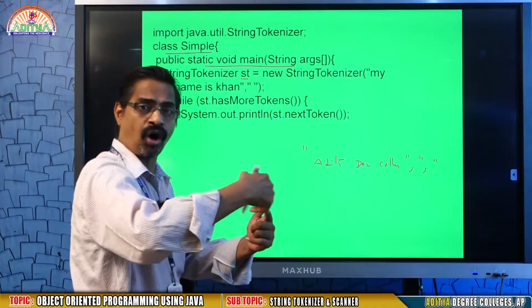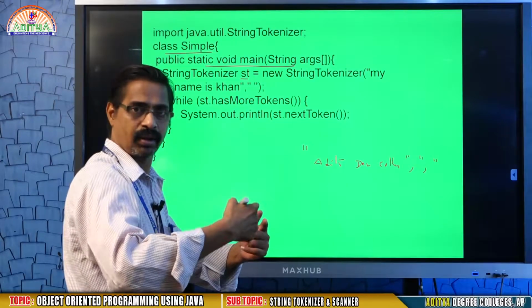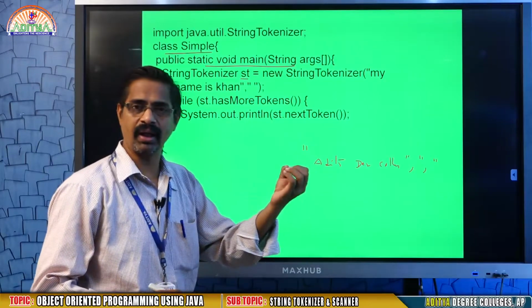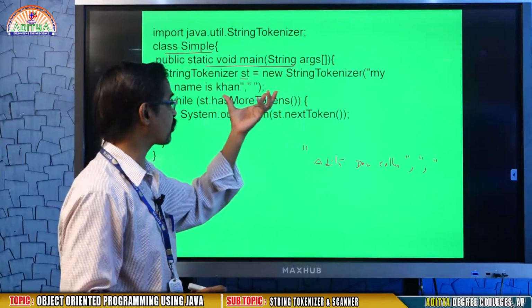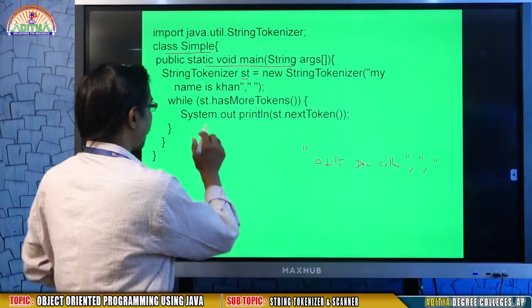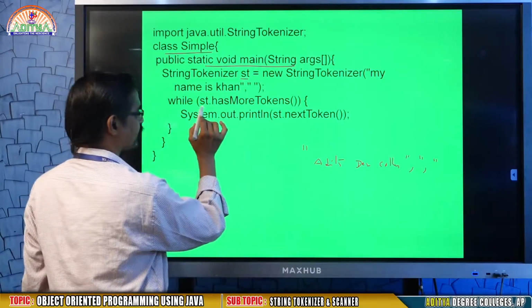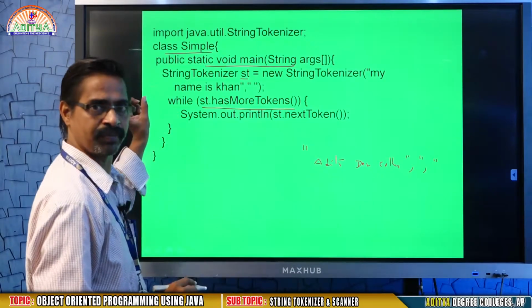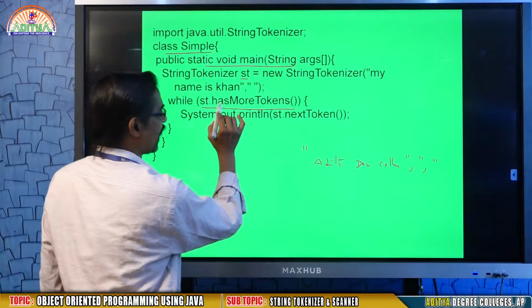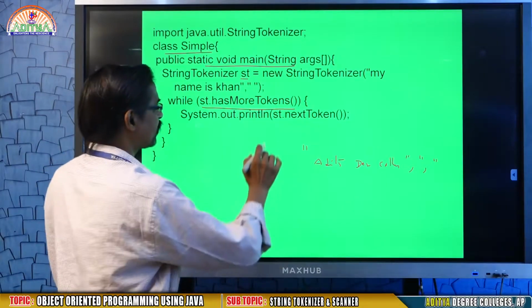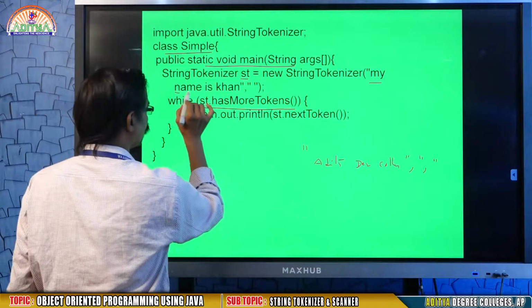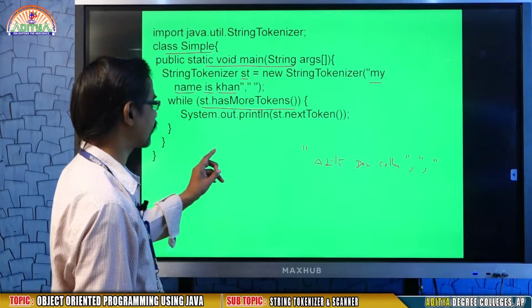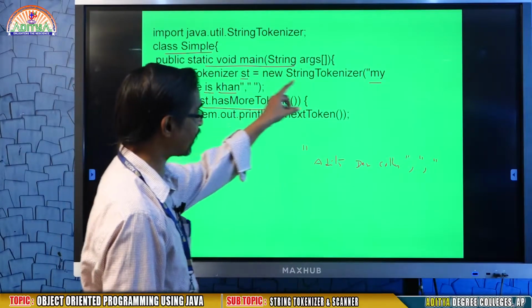Now I want to print all the strings available in ST. Really, I don't know how many substrings there are. That's why I am writing a while loop, because you are already aware of the while statement, that's why I am telling this example. So ST dot has more tokens. Assume that there are 4 tokens in the given string. ST has more tokens? Yes, the condition is true.